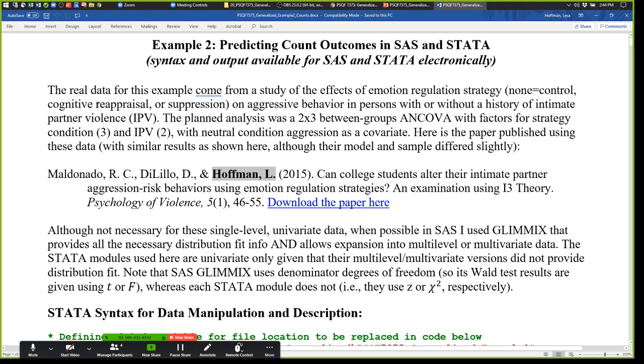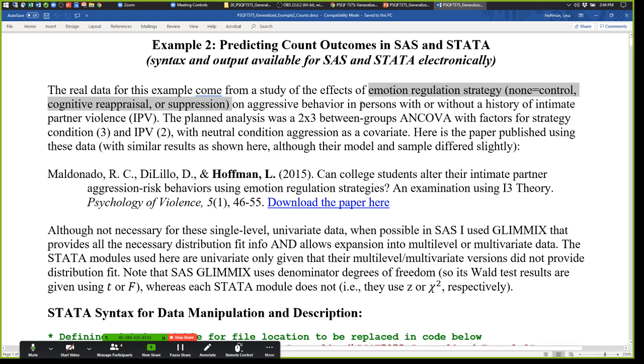So these are real data, as I said. They have one manipulated variable. They told participants to use a certain emotional regulation strategy. So this is out of clinical psych, a lab that examines interpartner violence and things like that. No strategy. A cognitive reappraisal, which is like a good thing to do, like make it better in your head. I'm not a clinical psychologist, I'm sorry. I can't even pretend. Or suppression. You know what that one means, right? Shove it down. Just, I'm not angry. I'm fine. That's suppression. Turns out that one's not good for you.